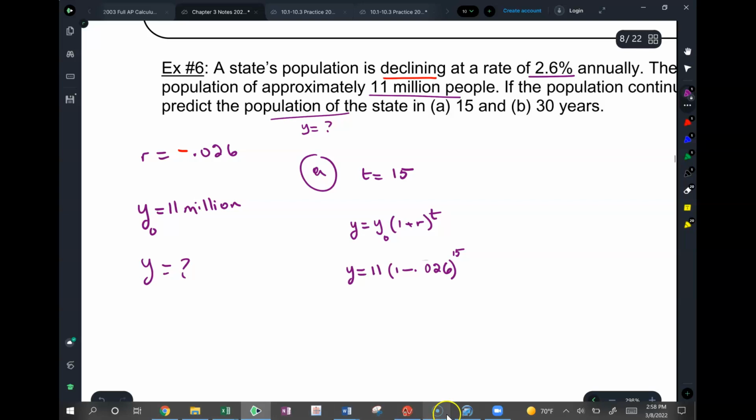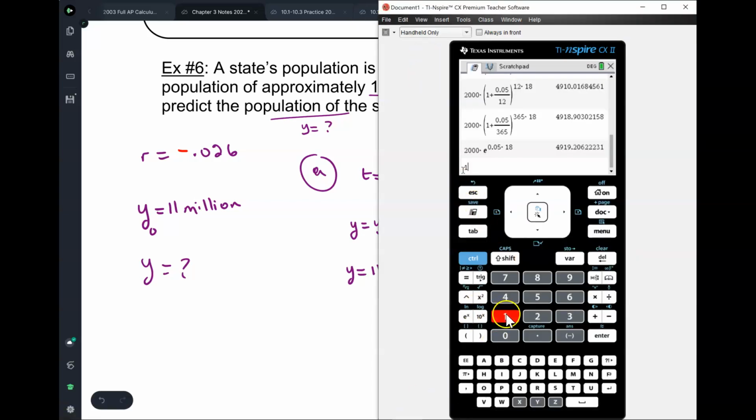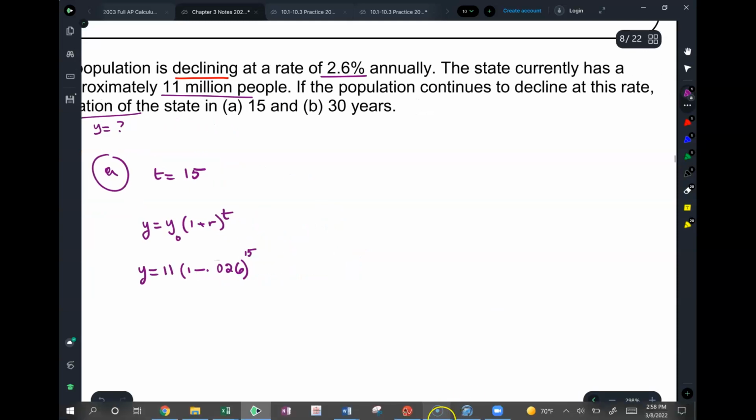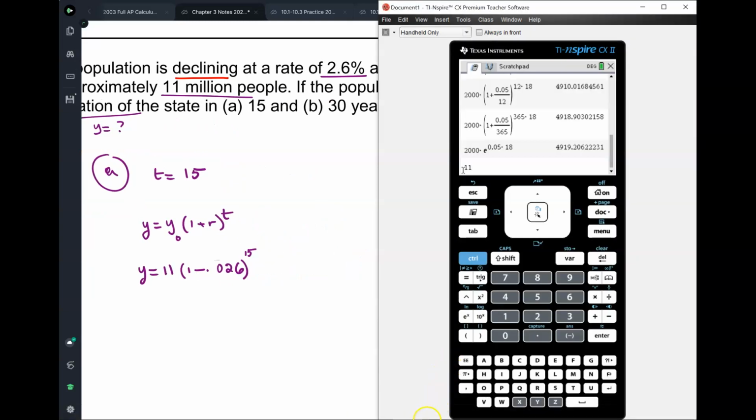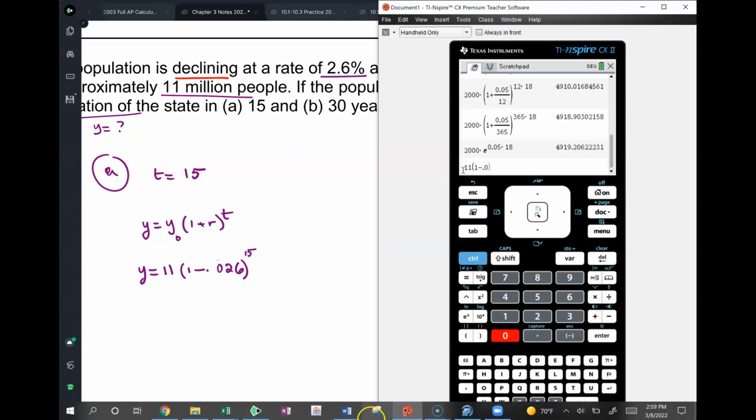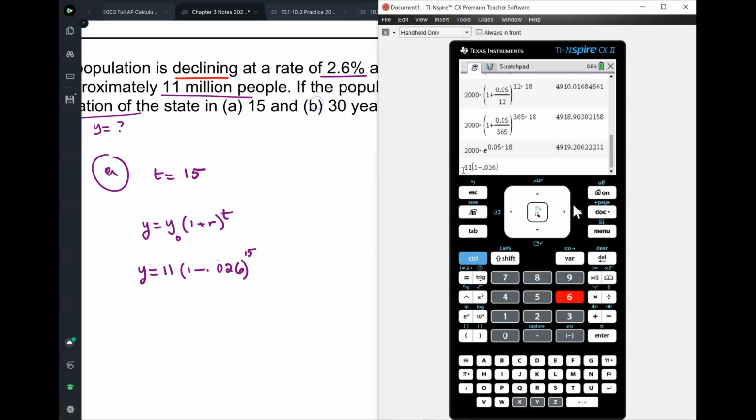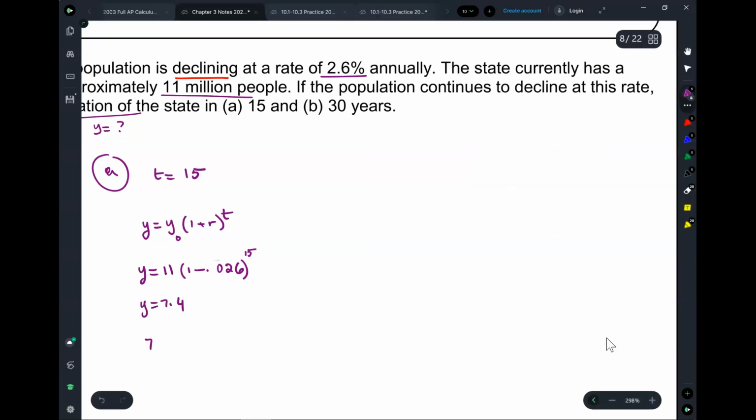So we plug that in here. 11 times 1 minus 0.026, to the power of 15. You don't have to plug in all the zeros for 11. It saves a lot of stress, because imagine you're stressed and you're counting zeros. Okay, so 7.4. What is this? Are there 7.4 people left in the state? No, it's 7.4 million. So y equals 7.4 million.